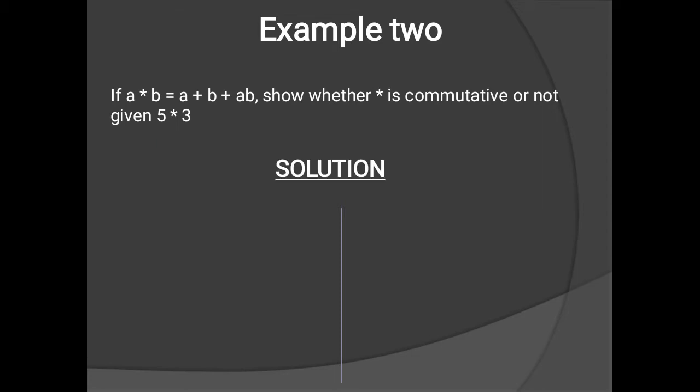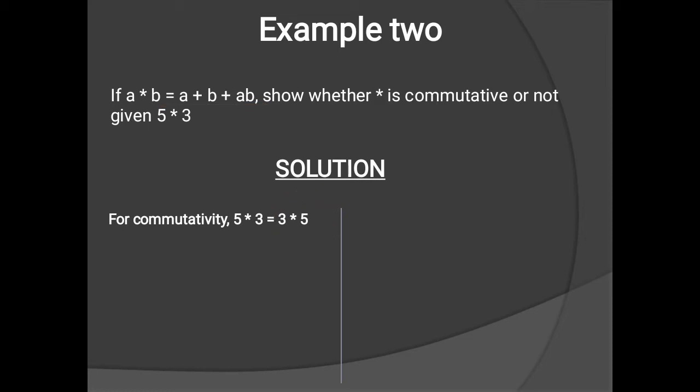So we quote our formula. For commutativity, 5 operation 3 should be equal to 3 operation 5. That is, if we interchange the positions, we should get the same results or the same answer. So what do we do? First, we find 5 operation 3 using the given rule. Then after that, we find 3 operation 5 using the same rule. Then we compare our answers.